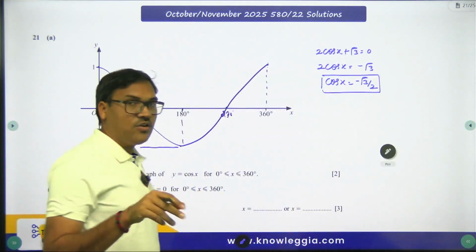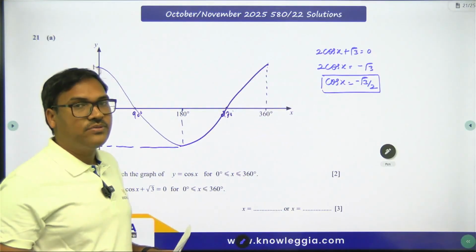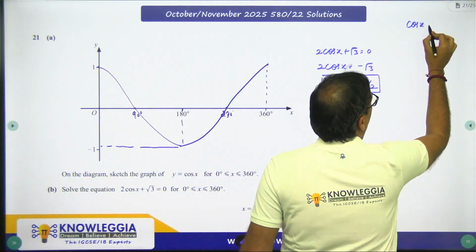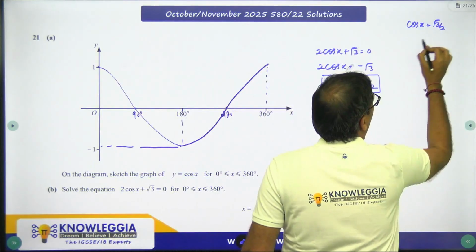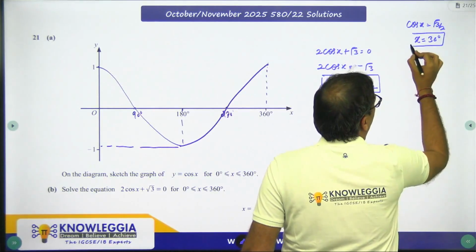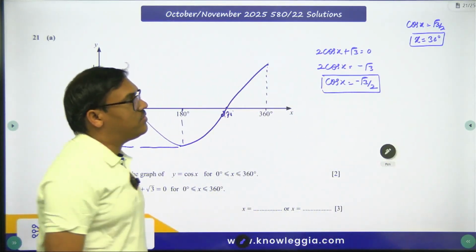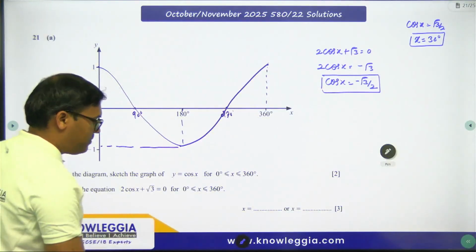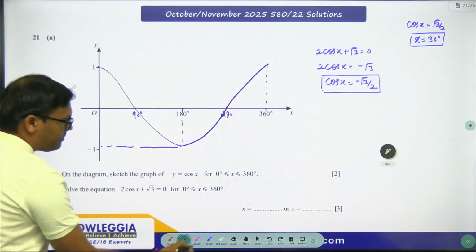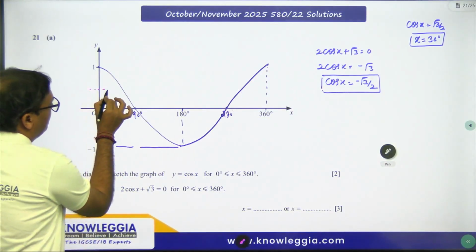Now again, this is a non-calculator paper, so you have to remember the values, but we don't know the values for negative numbers. We know that if cos x is equal to root 3 by 2, x is equal to 30 degrees. This is what we know. But the question here is asking you for minus root 3 by 2. So just observe this. How can you use the graph in this question? See, this is root 3 by 2.